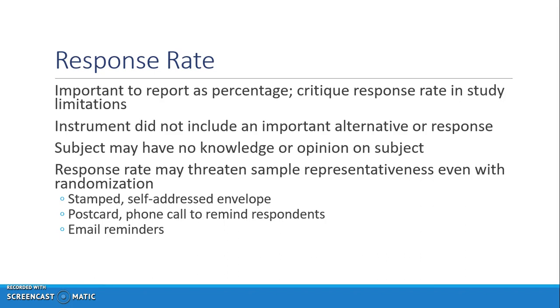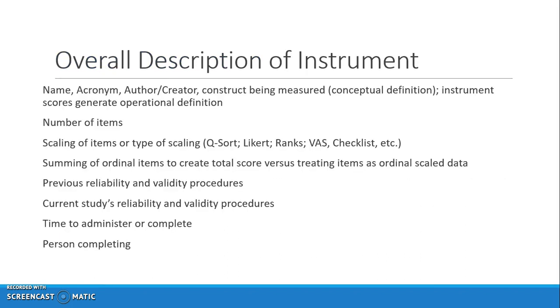Overall description is very important when you're writing about an instrument that's being developed. The full name, the acronym, the author and the creator, what the construct that is being measured is, the conceptual definition, and basically how the scores on the instrument generate the operational definition of it.